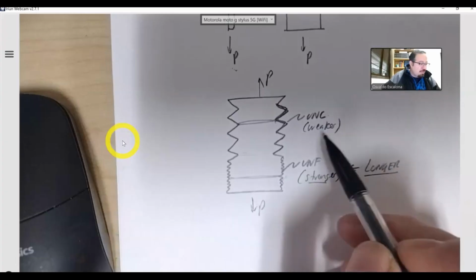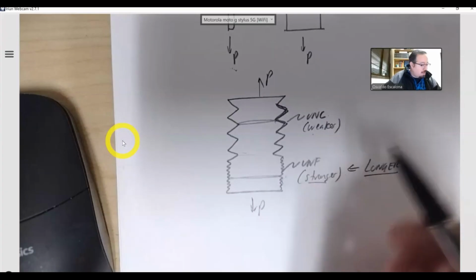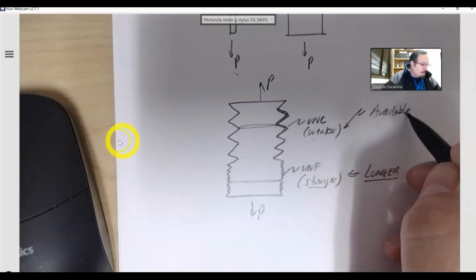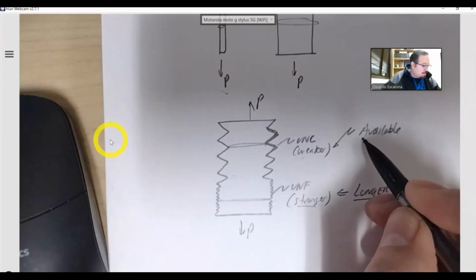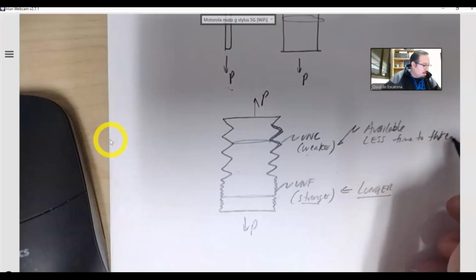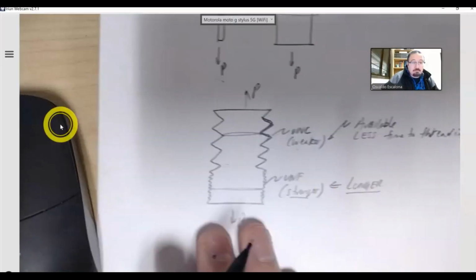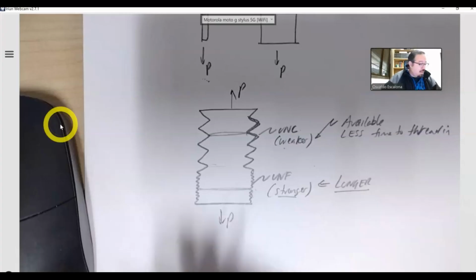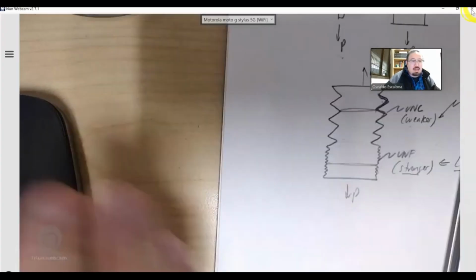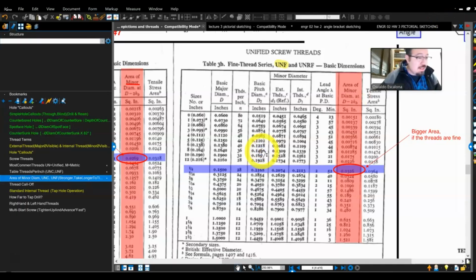And in terms of the Unified National Coarse, it is weaker, but you have it more available, and it takes you less time to thread, and then usually you don't mess up the threads as much. You have bigger chunks of threads. And that is the reason why I told you guys you use different types of threads, especially the bigger threads, for positional devices like CNCs. Why? Because they have more chunky threads.